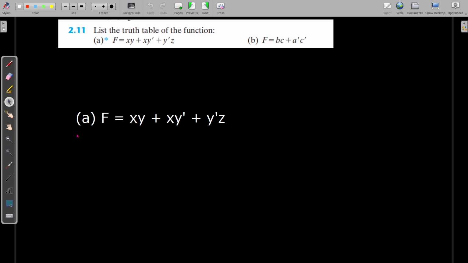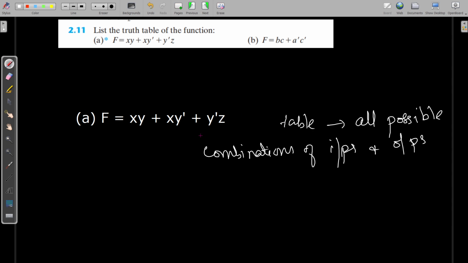First we should know what is a truth table. A truth table is a table that shows all possible combinations of input and output. Now we are going to list the truth table. Here the function has three variables. So what are they? X, Y and Z. So here we have 2 power 3, that is equal to 8 input combinations.